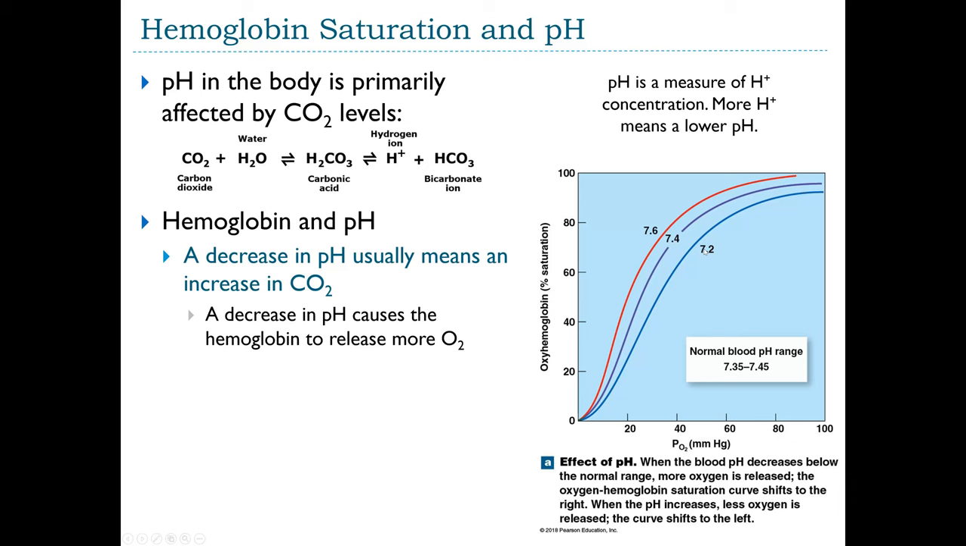And you should also note that the normal pH of the blood is between 7.35 and 7.45. So the 7.4 line here in the middle, this would be normal conditions. So now let's look at an example.